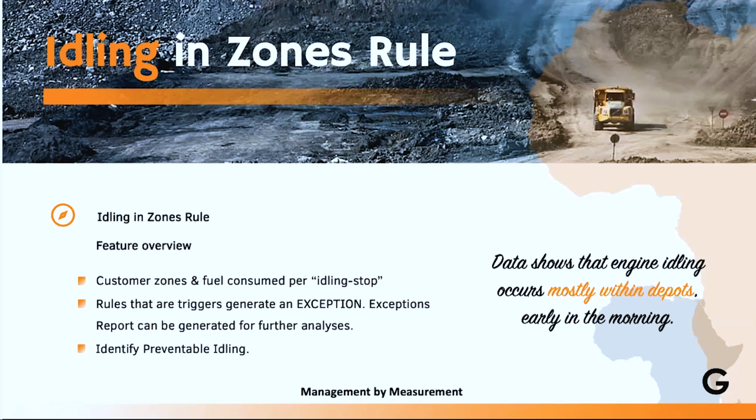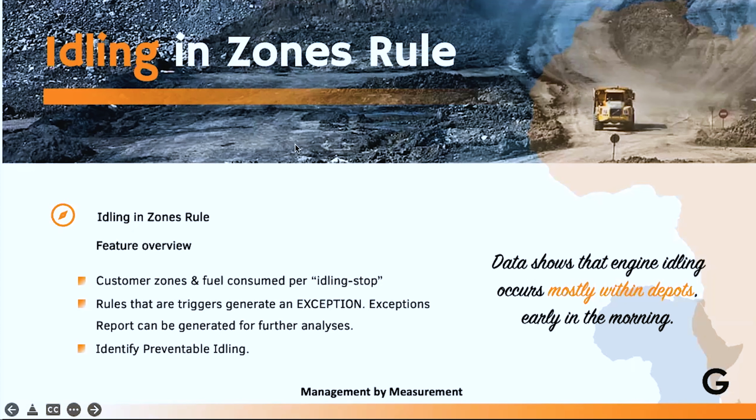We do know that idling is a fuel waster and increases greenhouse emissions. But what we don't often admit is that idling in many cases is associated directly with unproductive drivers. The idling in zones rule identifies which vehicle in your fleet is idling and in which zone, so you're able to pinpoint exactly when it happened and who was in charge of that event. And you as a fleet manager can use that data and determine whether the idling was warranted or not warranted.